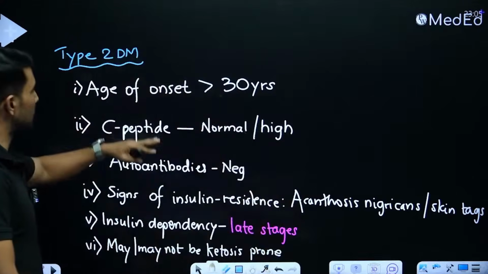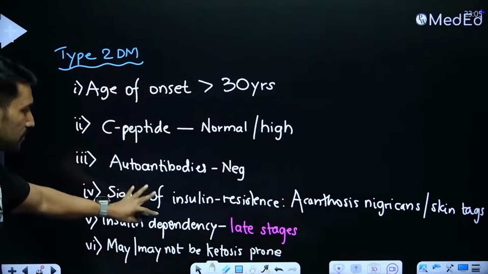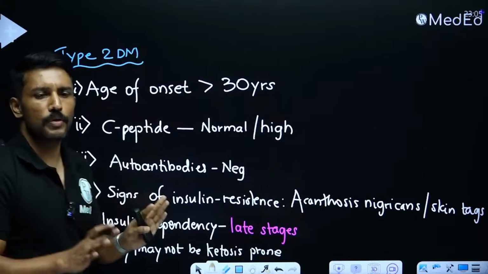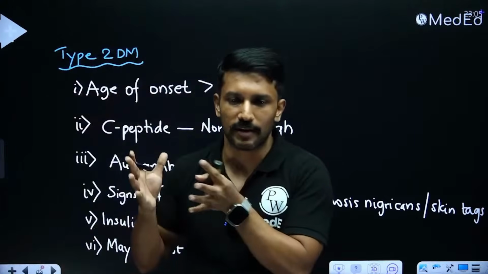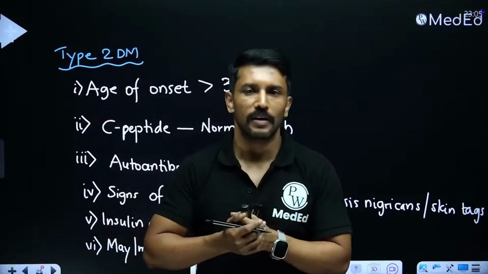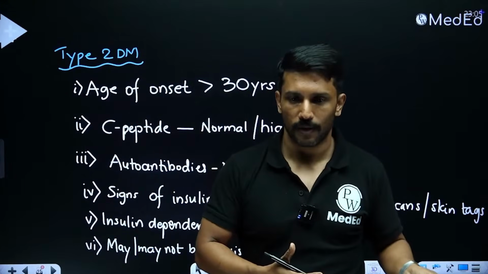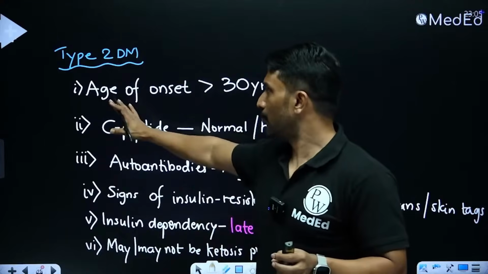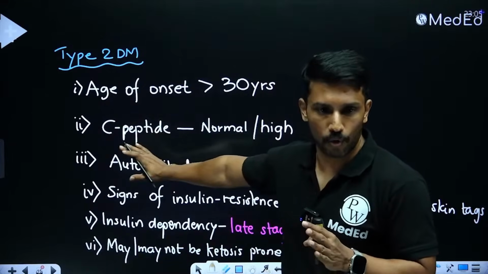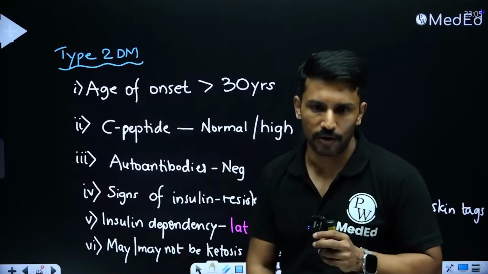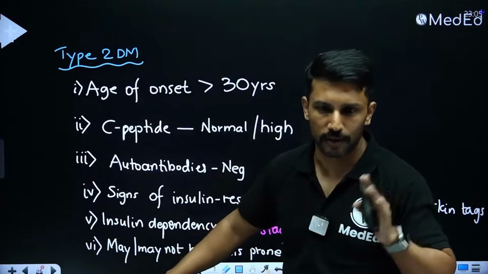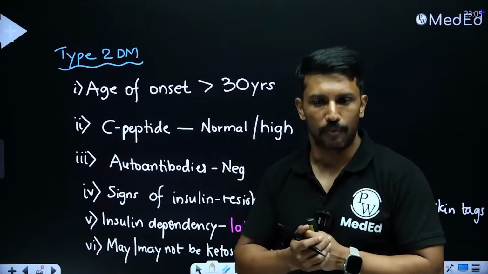So this summarizes type 2 diabetes mellitus and the key differences between type 1 and type 2. In simple words, I would say type 1 is seen in relatively young, pediatric or young individuals. Type 2 is seen mainly in adults, right? Proper adults. In type 1, C-peptide level will be low or undetectable. In type 2, it will be normal or high. Antibodies will be positive in type 1. Antibodies will be negative in type 2, right?